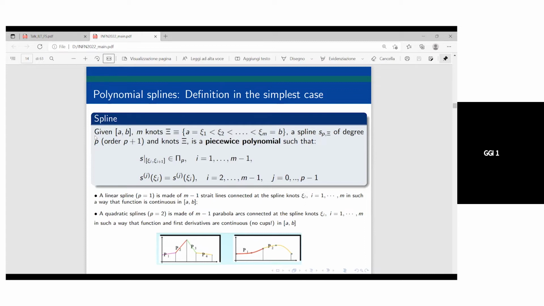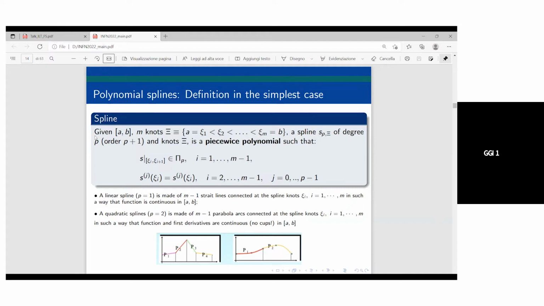And the spline is a piecewise polynomial. So you see it's a polynomial when restricted to each subinterval, with a certain degree of regularity, which is prescribed by the degree. So if P is the degree, the regularity is at least P minus 1 at each internal knot. And then here you can see an example.